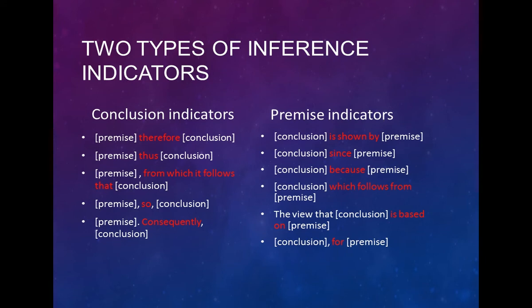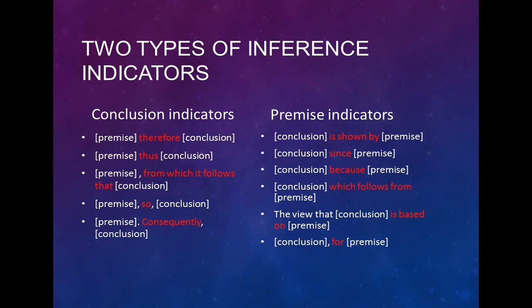We've got two kinds of inference indicators, and I want to distinguish these not because I don't think you know how these words mean, but because I want to point out to you that it's not a reliable way of figuring out which part is the premise and which part is the conclusion to look at the order. So the order of the premise and conclusion can be one way or the other. So you've got conclusion indicators, which say, here's a premise, and here comes a conclusion. And you've got premise indicators, which say, here's a conclusion, here comes a premise.